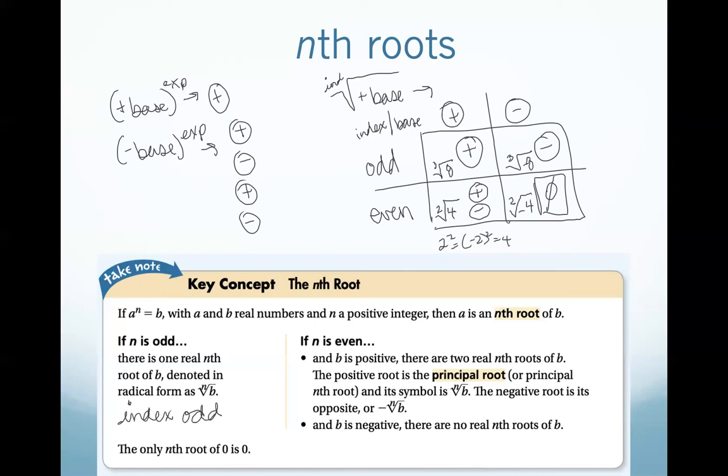Okay, if the index is even, then we get into the more complicated cases. If the index is even and the radicand is positive, we'll have 2 answers. If the radicand is negative, we'll have no answers. So if it's even and positive, that's 2 answers. If it's even and negative, that's no answers. Okay, so those are 2 different ways that we can show the pattern when we're taking the nth root. So let's take a look at some examples.